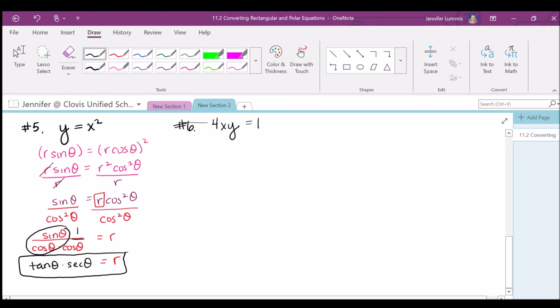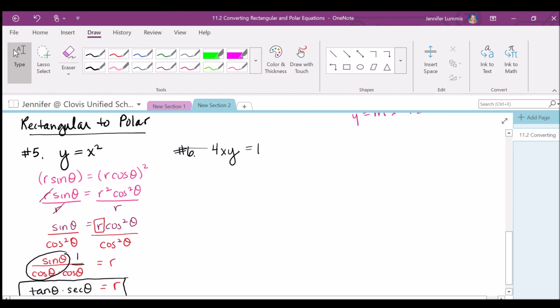All right, for number 6, I'm starting with 4xy is equal to 1. Now this is also not the way we typically write our equations in rectangular form. So really, if I were to write this in rectangular form, I would divide the 4x to the other side. So y equals 1 over 4x. And it might be a little more obvious to you that that's a rational function now. But we're still focusing on just wanting to convert. So we're going to do the same thing as last time.